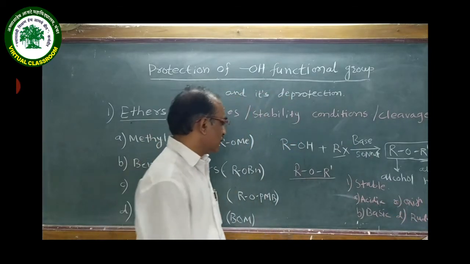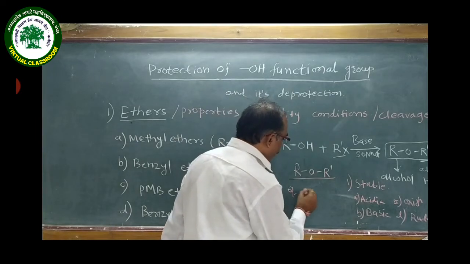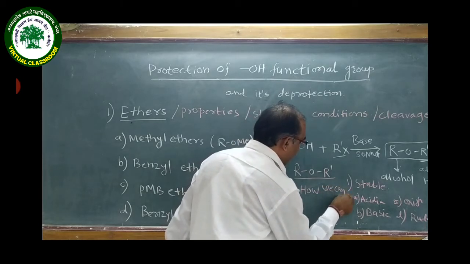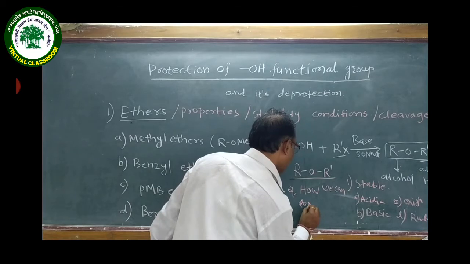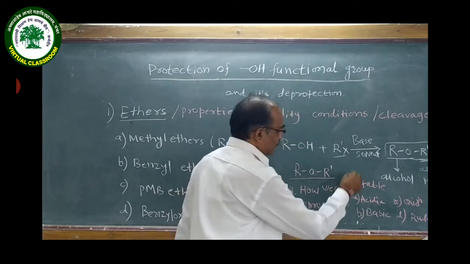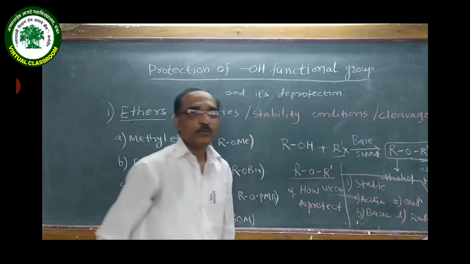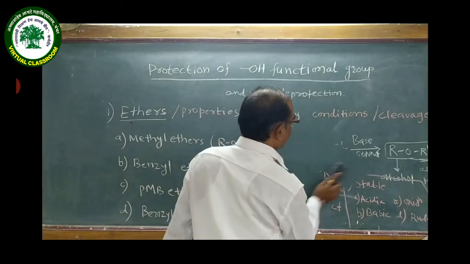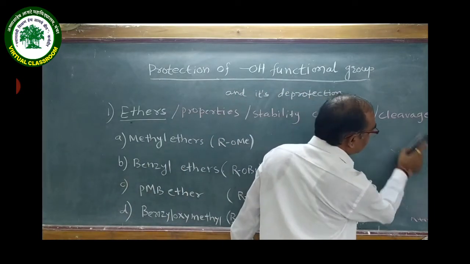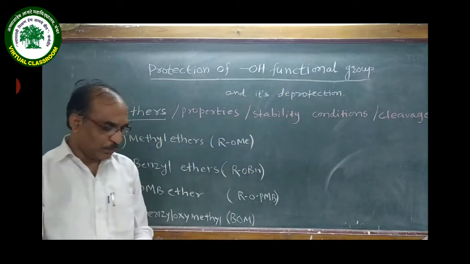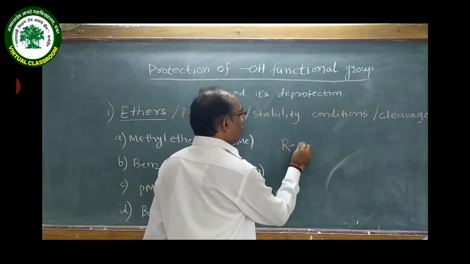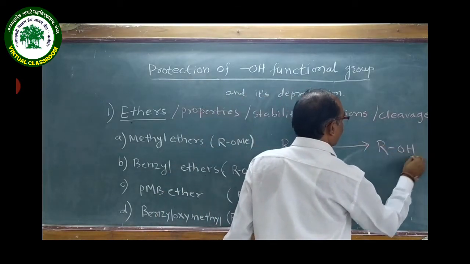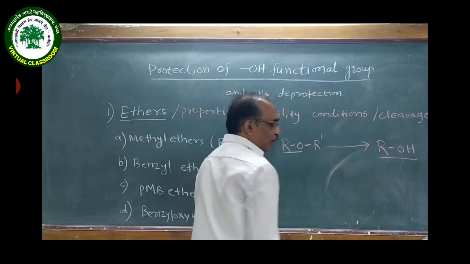Then the question arises: how can we deprotect it? If it is stable in such conditions, how can we deprotect it? The question is there. So deprotection of this particular ether to get the respective alcohol, that is ROR dash to ROH. Here is a deprotection.